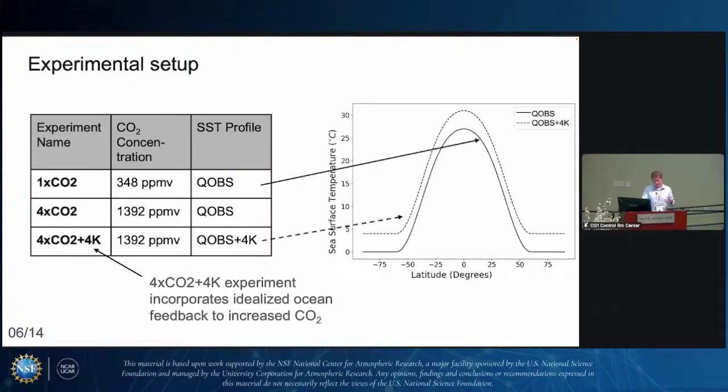And we also have a quadrupled CO2 experiment called 4 times CO2. And then the 4 CO2 4K experiment, where in addition to quadrupling CO2, we add a positive 4 Kelvin offset to the sea surface temperature, as shown by this black dashed line here. And this is really to incorporate an ocean feedback to our idealized climate experiment.